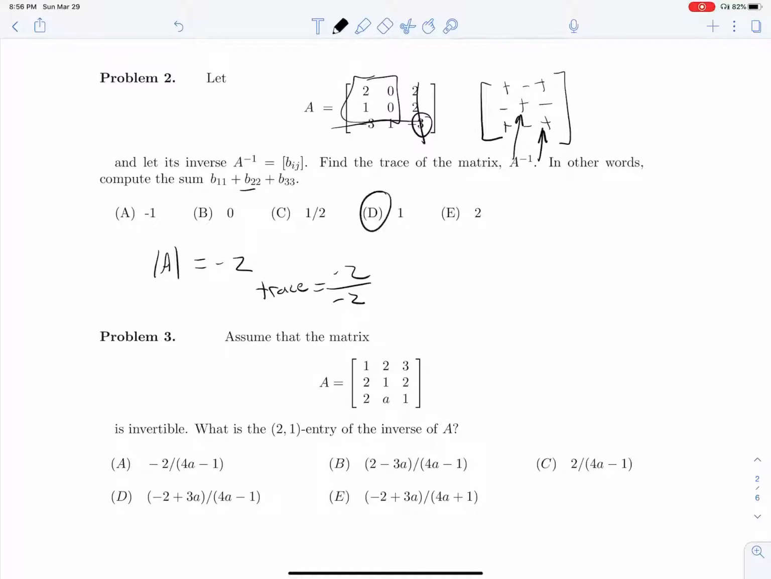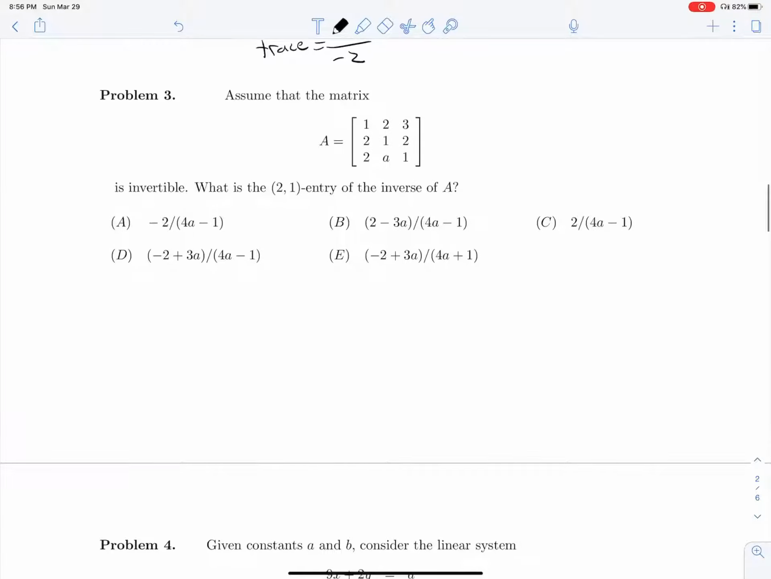Our trace is 1. This whole problem is a little bit of a pain to go through the whole process. But when you're doing it on your own and you know the steps to go through, a lot of the explanation is pretty redundant.